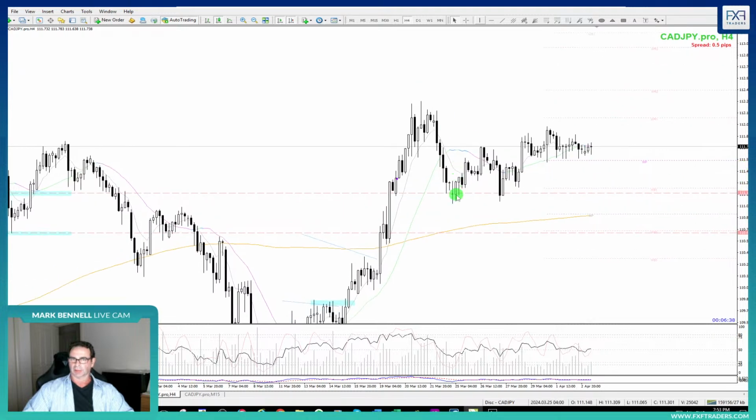So you can see that pullback in here. The move there was B. So you might have gotten caught into that one. But you can see the overall look of kind of this here.